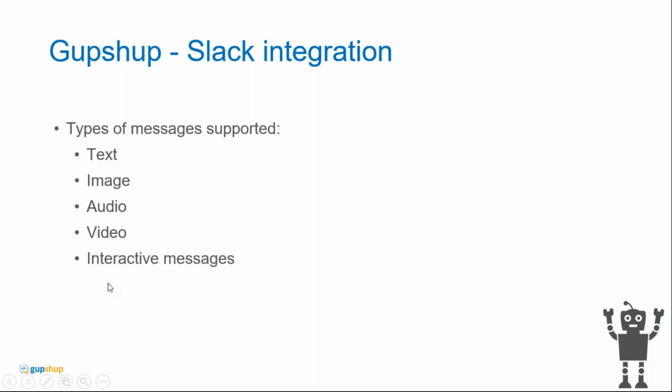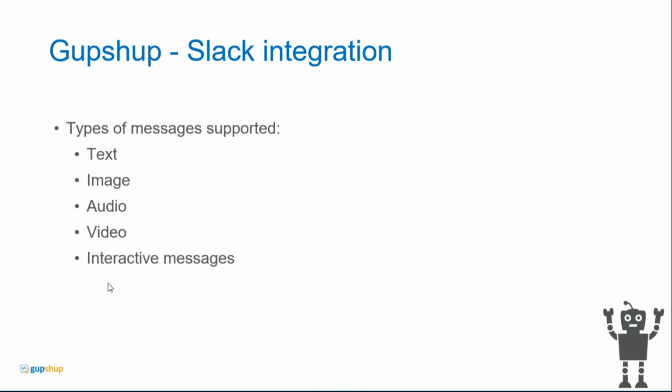Now for Slack, as Sohan was telling, you can add emojis to be more interactive, and you can have interactive messages. At Gupshup, we support text, like hi, hello, any normal text which a user would enter. We also support images, so you can send an image to the user, you can send audio, you can send a video, as well as interactive messages which contain buttons. In our demo, we'll look at utilizing a couple of them.